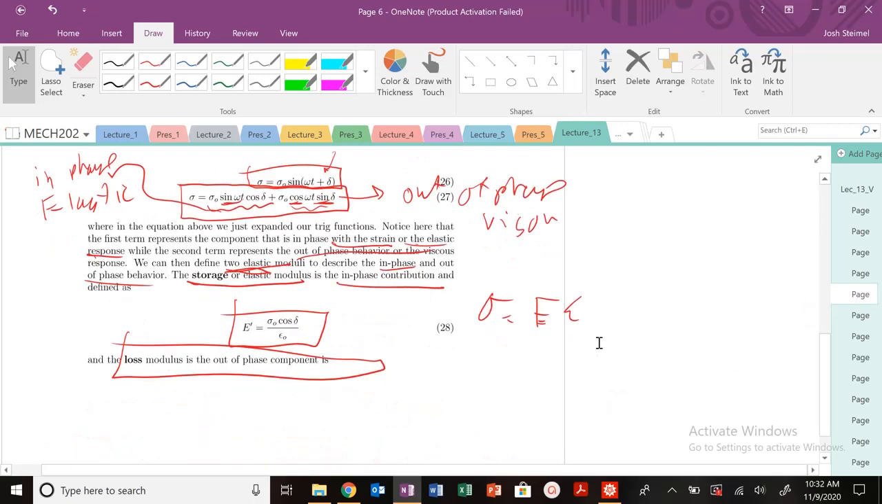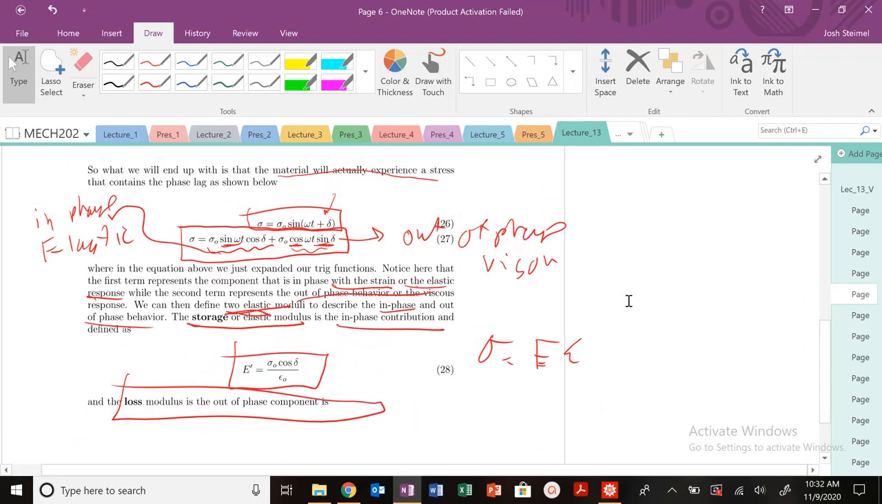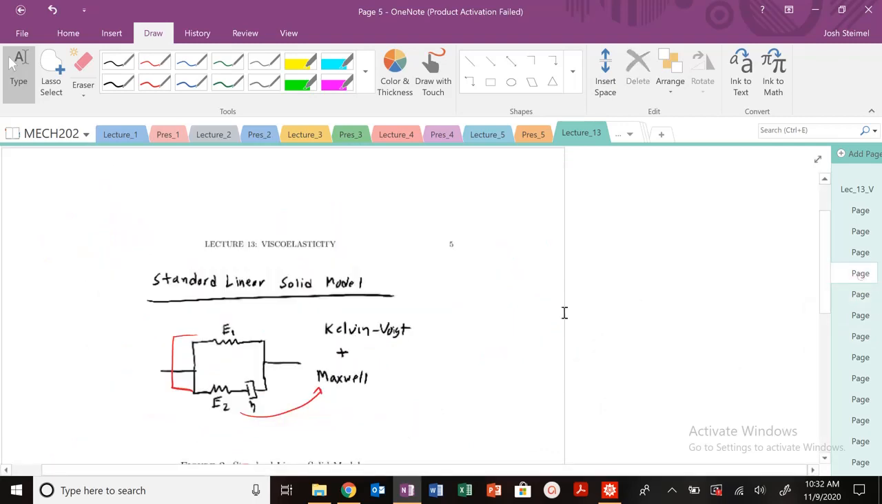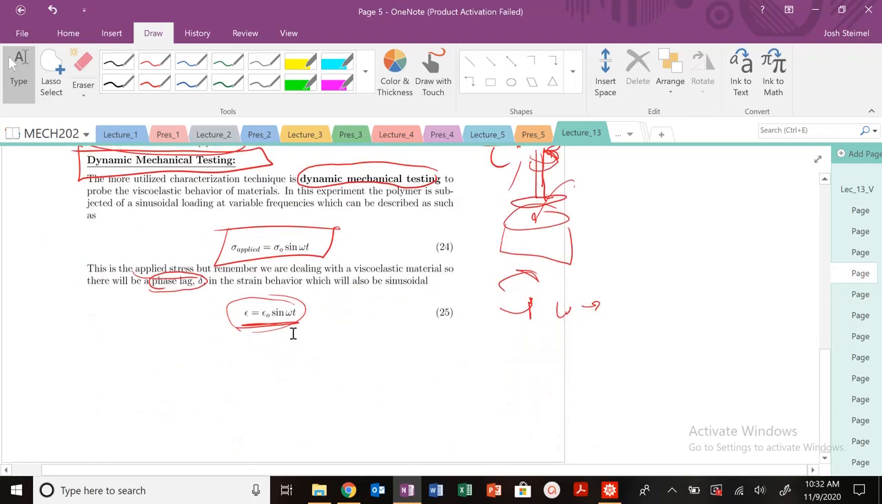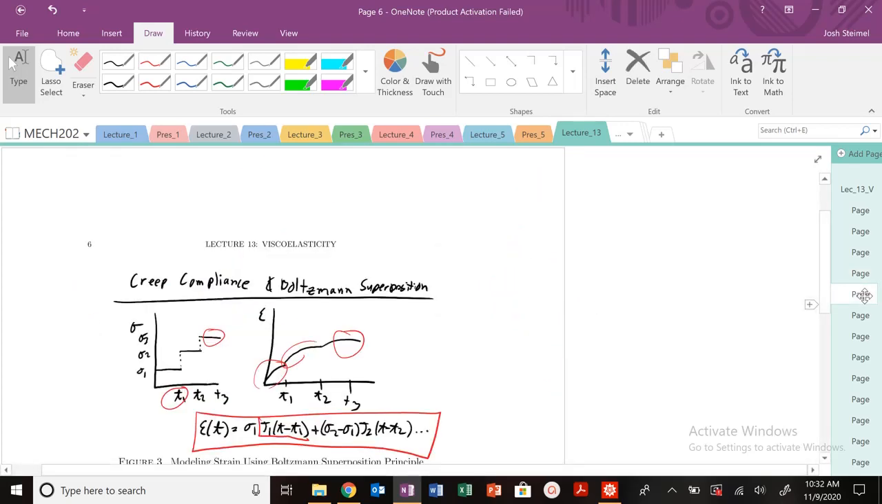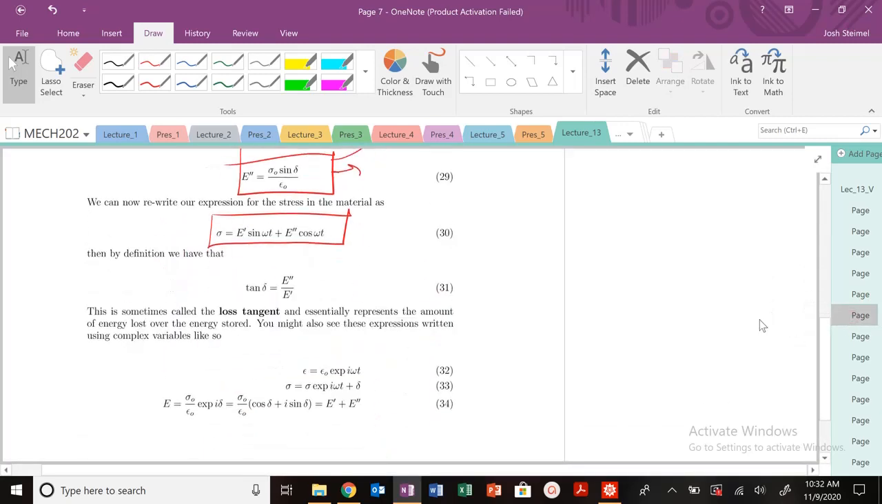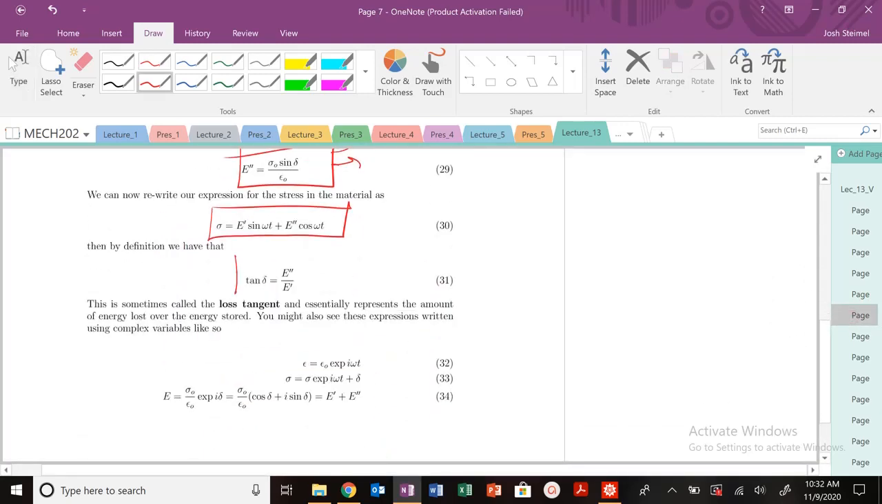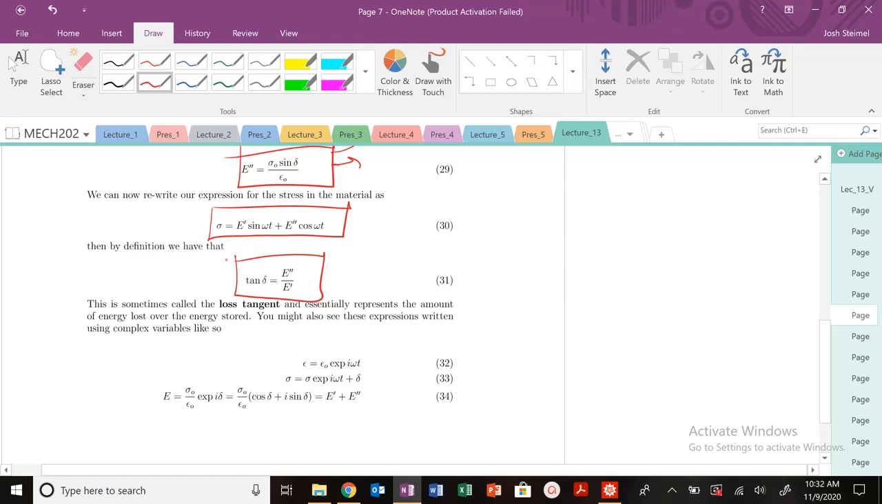We could look back and see where those come from, remembering this is our applied strain right here. So we could rewrite those expressions, and now you could also define this really critical parameter called the loss tangent. This is the amount of energy lost over the energy stored. We'll come back to the loss tangent in a second. You could also rewrite this using complex variables if you'd like. You'll see this a lot in the literature as well.